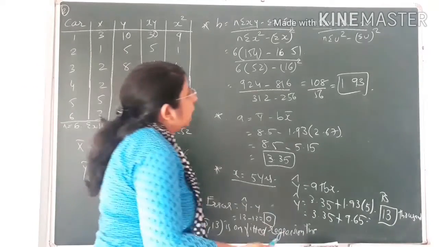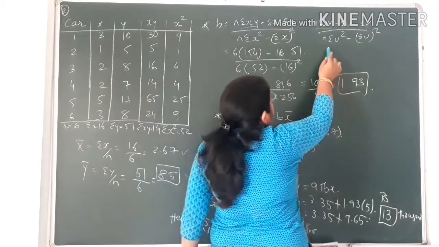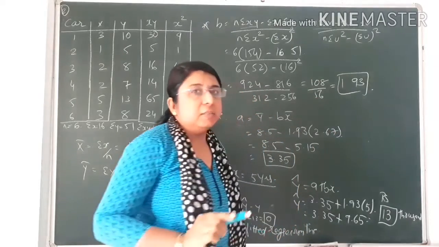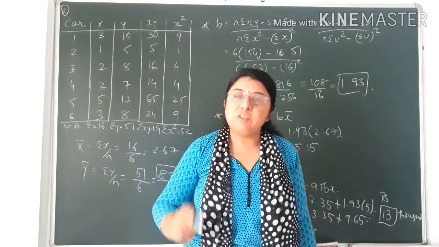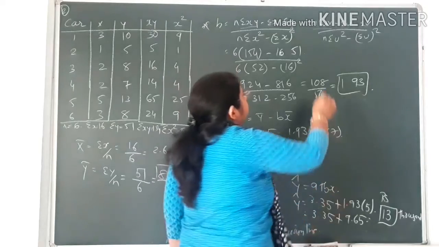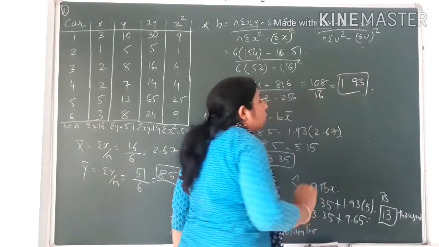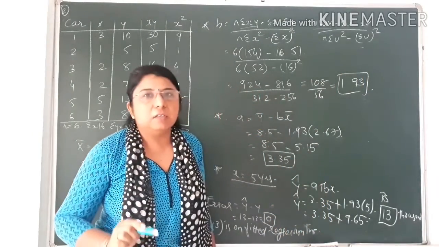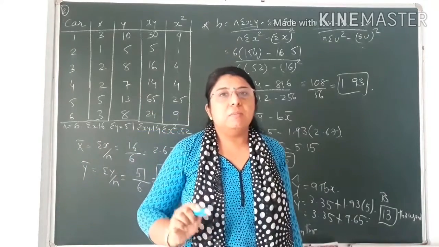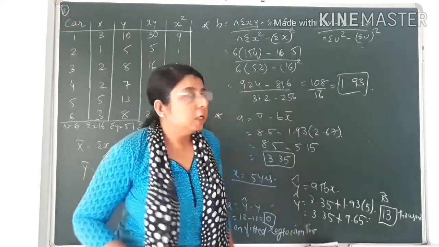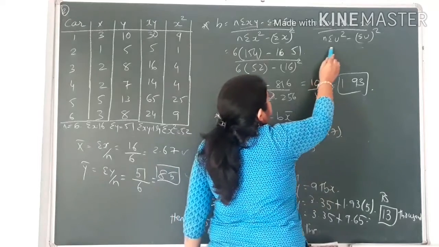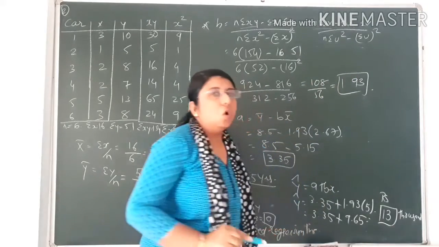And when the data are comparatively bigger, and the values of x bar and y bar don't come in integers but come in fraction, then we have to apply the third formula, that is the shortcut method or assumed mean method, that is of UV, that is n sigma UV minus sigma u into sigma v upon n sigma u square minus sigma u whole square.